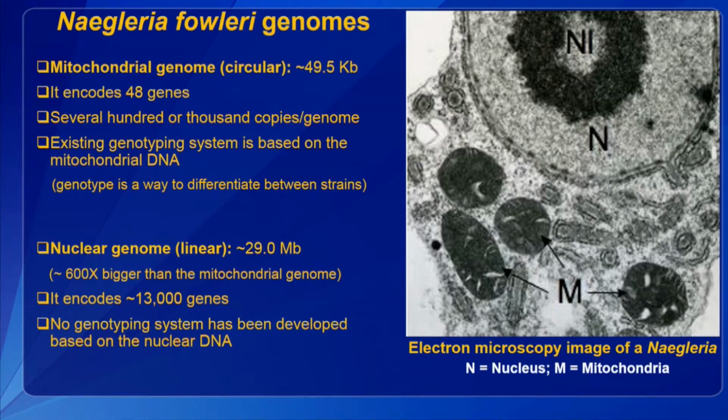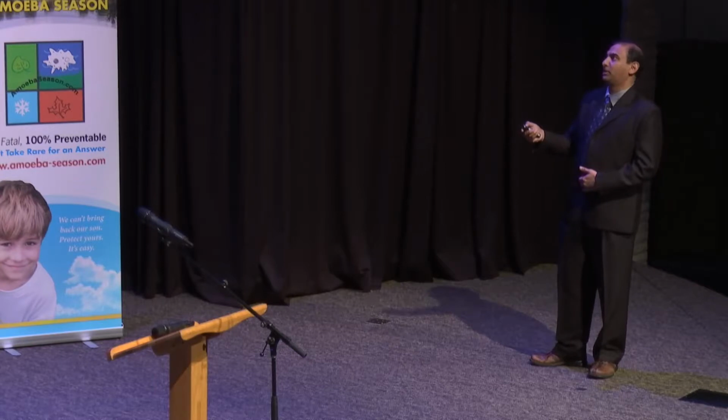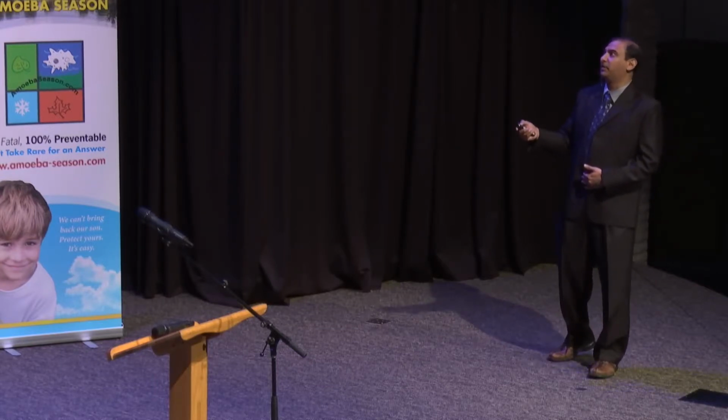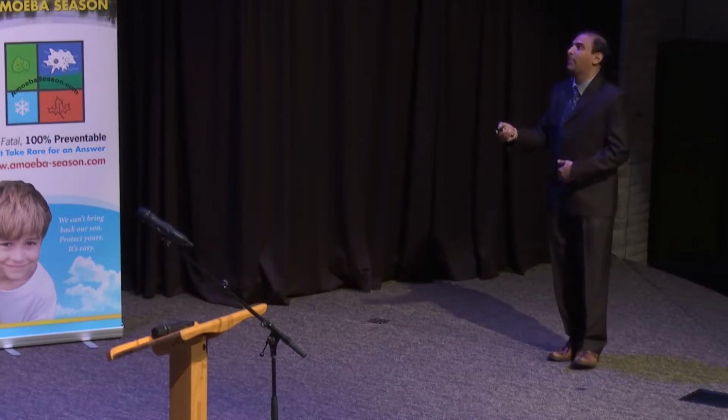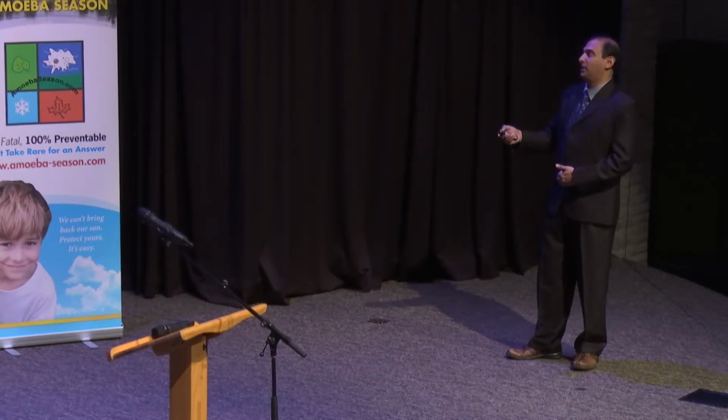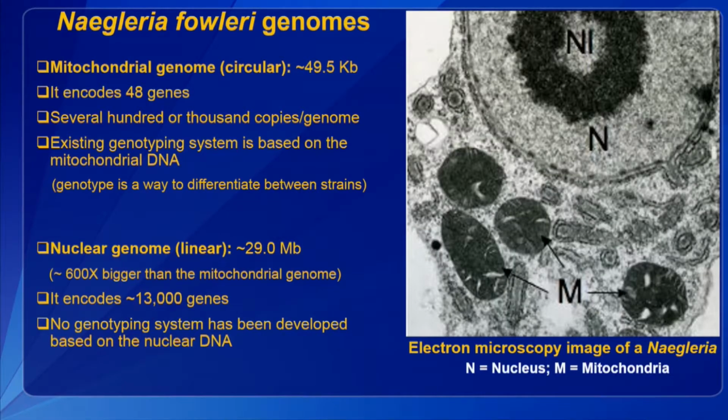The mitochondrial genome, which is circular, is about 50 kb, encodes 48 genes, and has several hundred to thousands of copies per genome. The existing genotyping is based on this mitochondrial DNA. The nuclear genome is much bigger, 29 megabases. It encodes approximately 13,000 genes, and no genotyping tools are available based on the nuclear genome.